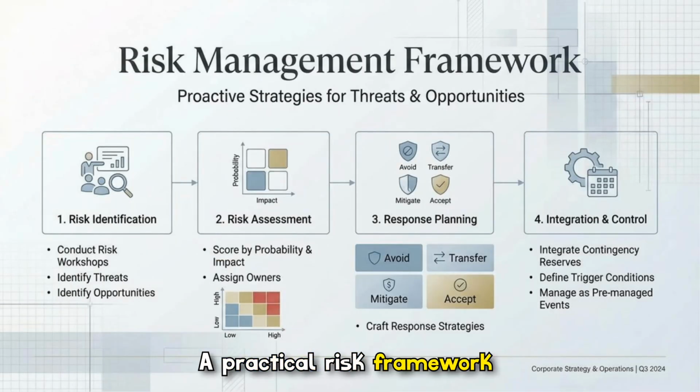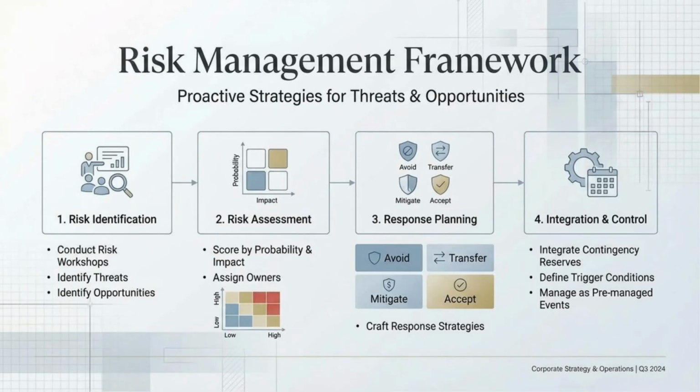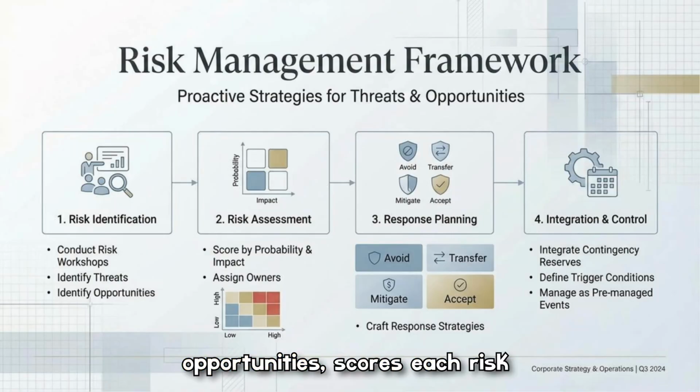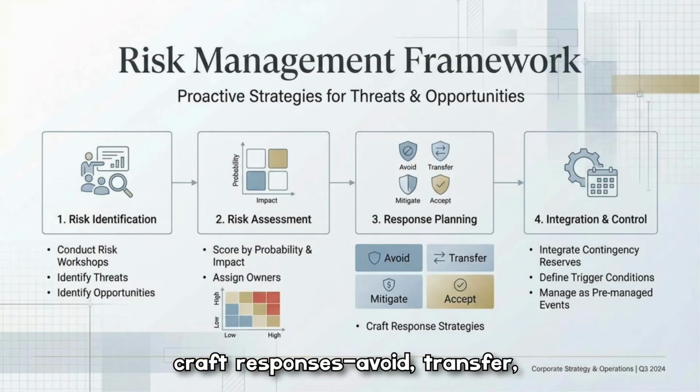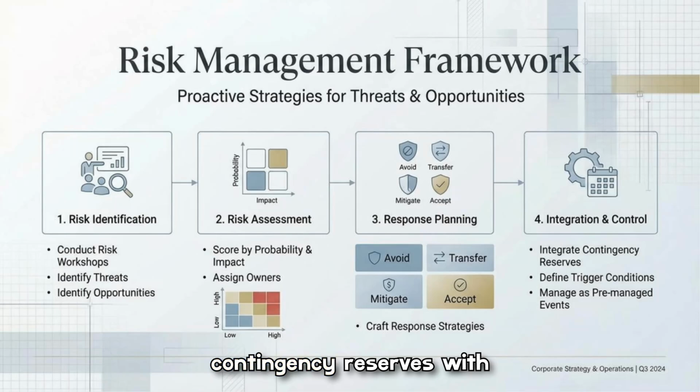A practical risk framework starts with workshops to identify threats and opportunities, scores each risk by probability and impact, and assigns owners. From there, craft responses: avoid, transfer, mitigate or accept, and integrate contingency reserves with trigger conditions. The goal is to manage risks as pre-planned events so they don't derail budget, schedule, or scope.